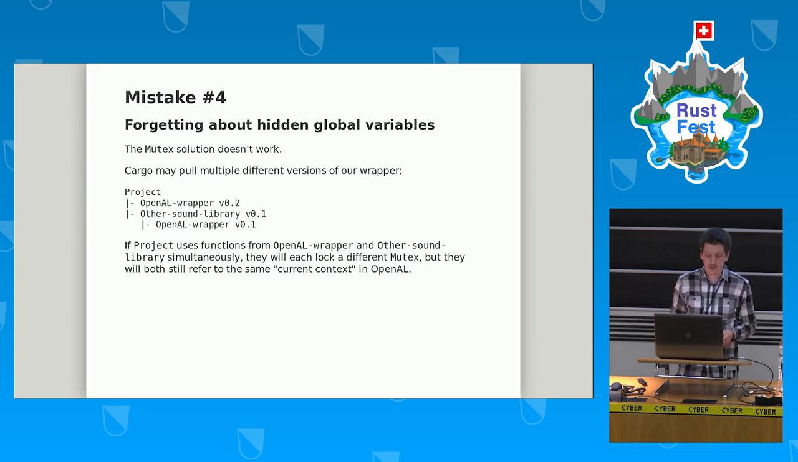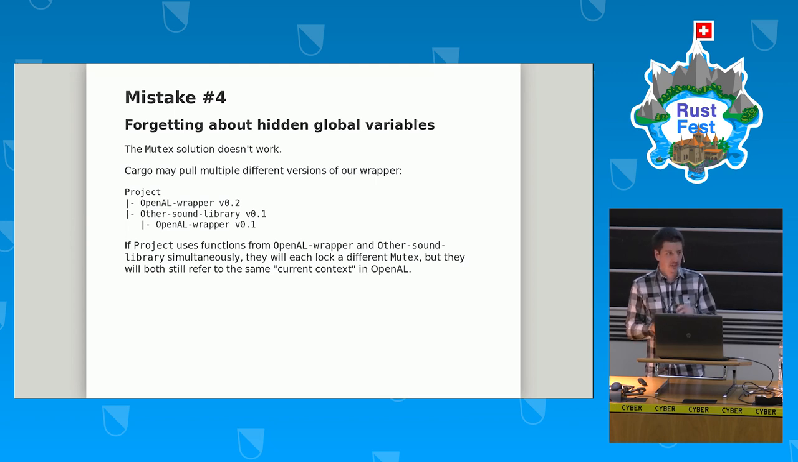What Cargo is going to do here is that it's going to put two different versions of the OpenGL wrapper at the same time, but with only one OpenGL. In your final executable, you're going to have only one OpenGL, but you're going to have two OpenGL wrappers. So you're going to have two different mutexes for only one OpenGL, for only one global variable hidden inside OpenGL. So if you try to use the OpenGL wrapper and unsound library at the same time in two different threads, they will each lock their own version of a mutex, and they will conflict with each other.